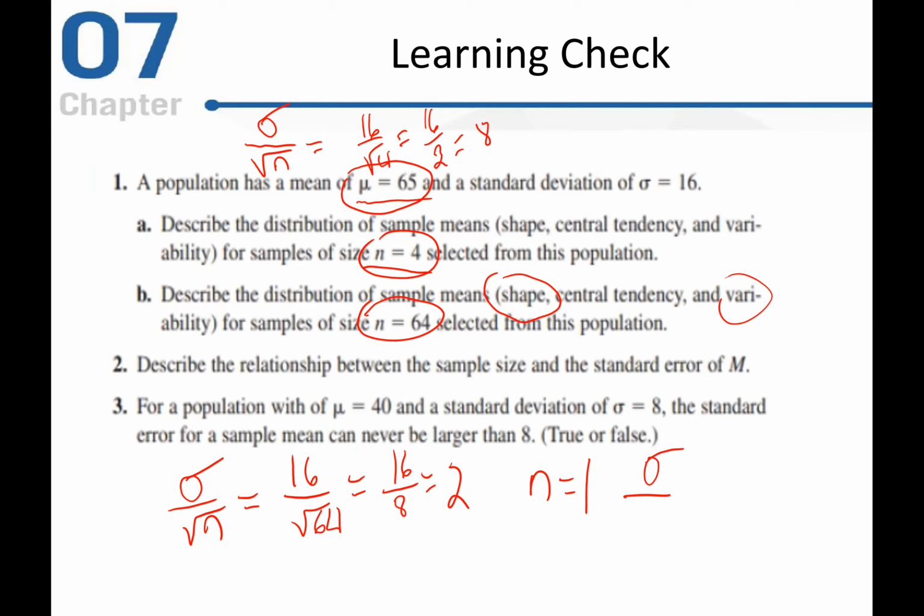So the formula for the standard error of the mean is the standard deviation over the square root of the sample size. So the standard deviation is 8, and the square root of 1 is 1. So 8 over 1 equals 8, right? So the standard error for a sample mean can never be larger than the standard deviation.